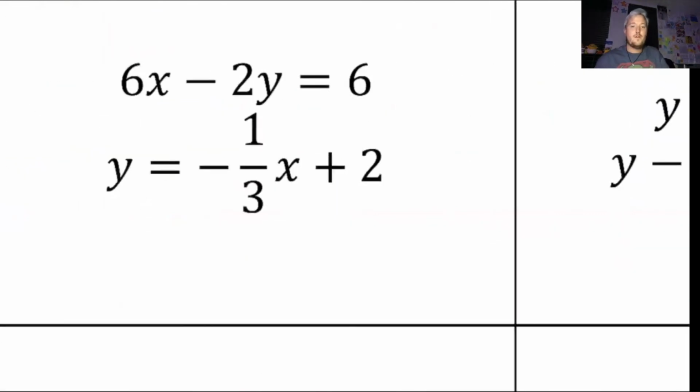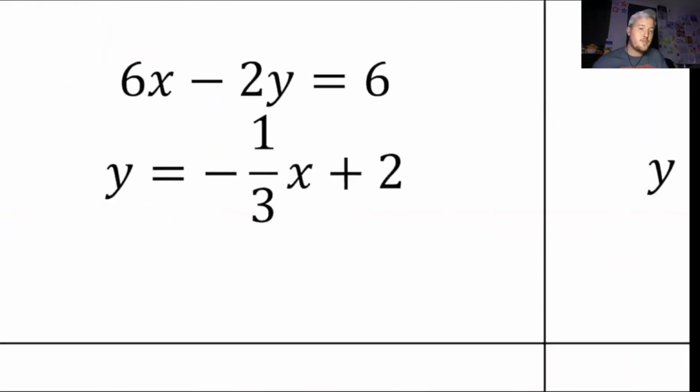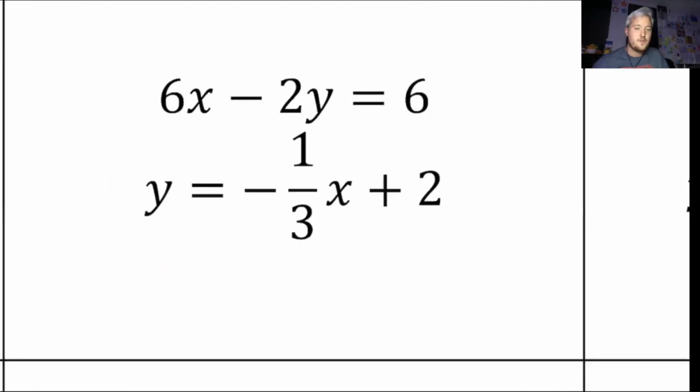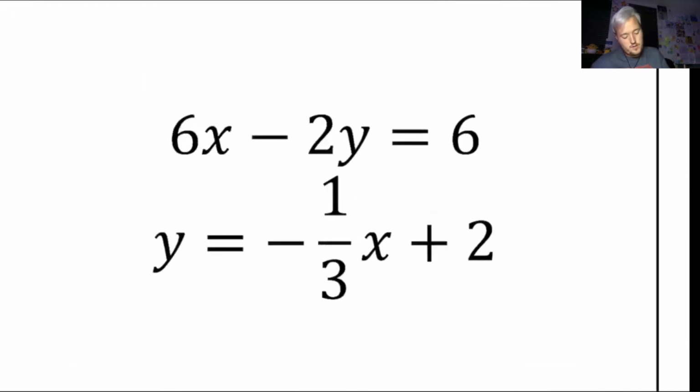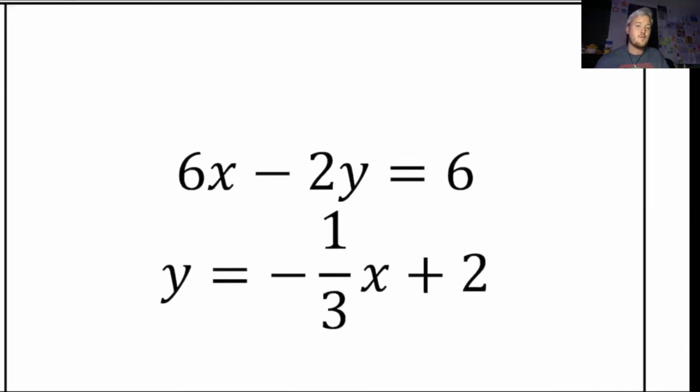All right, now over here. So our second equation here is already in slope-intercept form. So y equals negative 1/3 x plus 2. I'm going to leave those alone. So I just need to convert the 6x minus 2y equals 6.